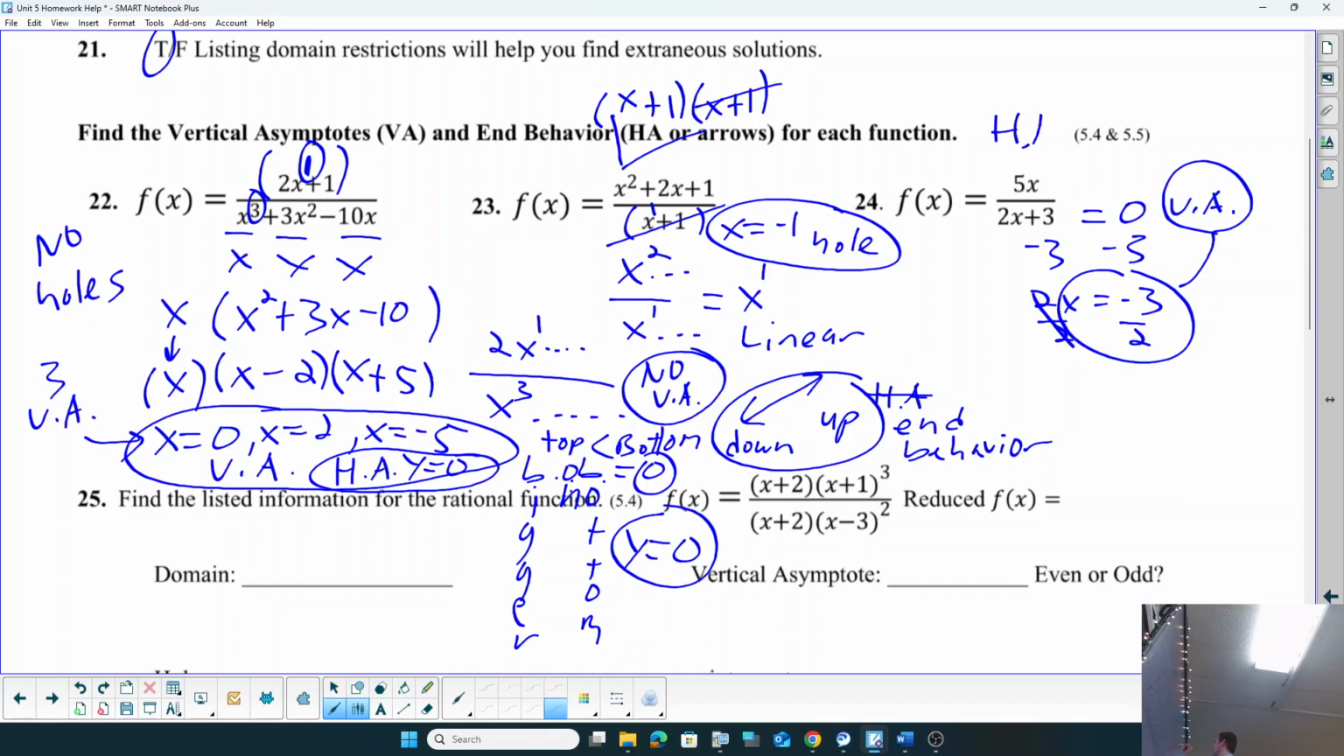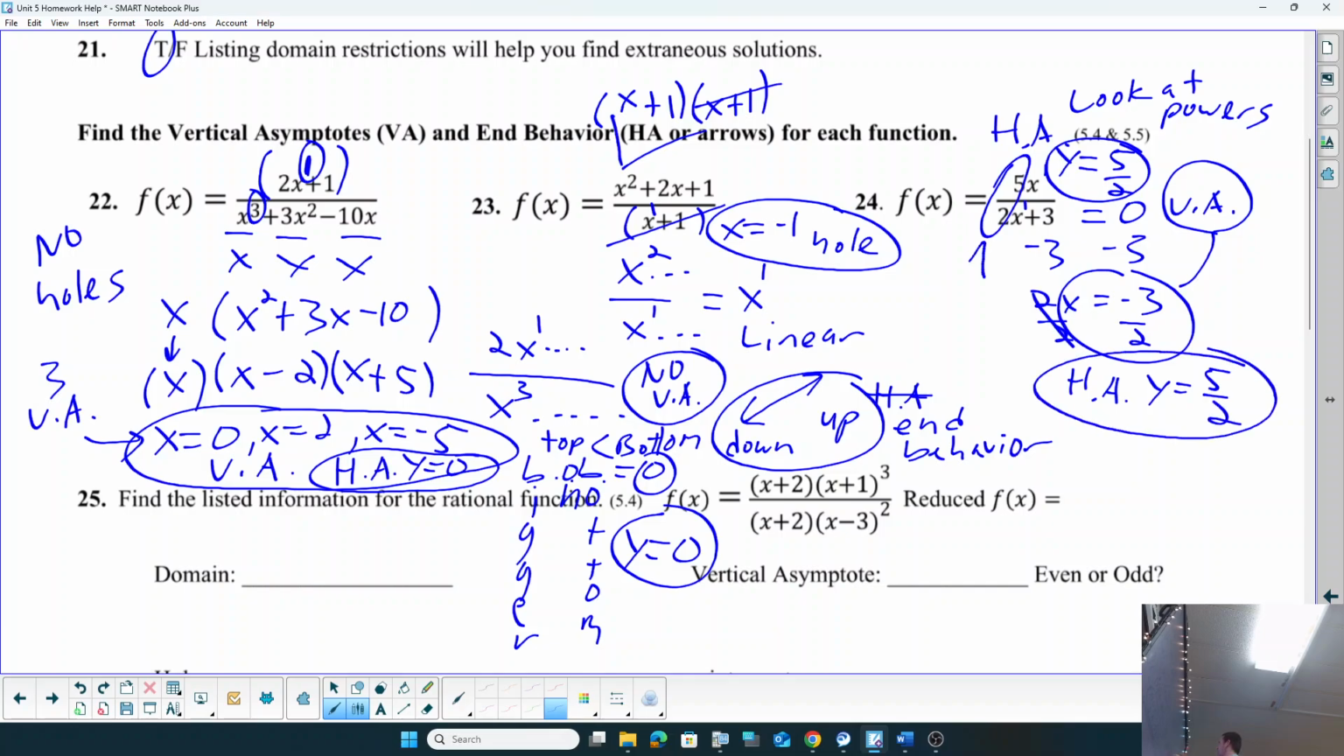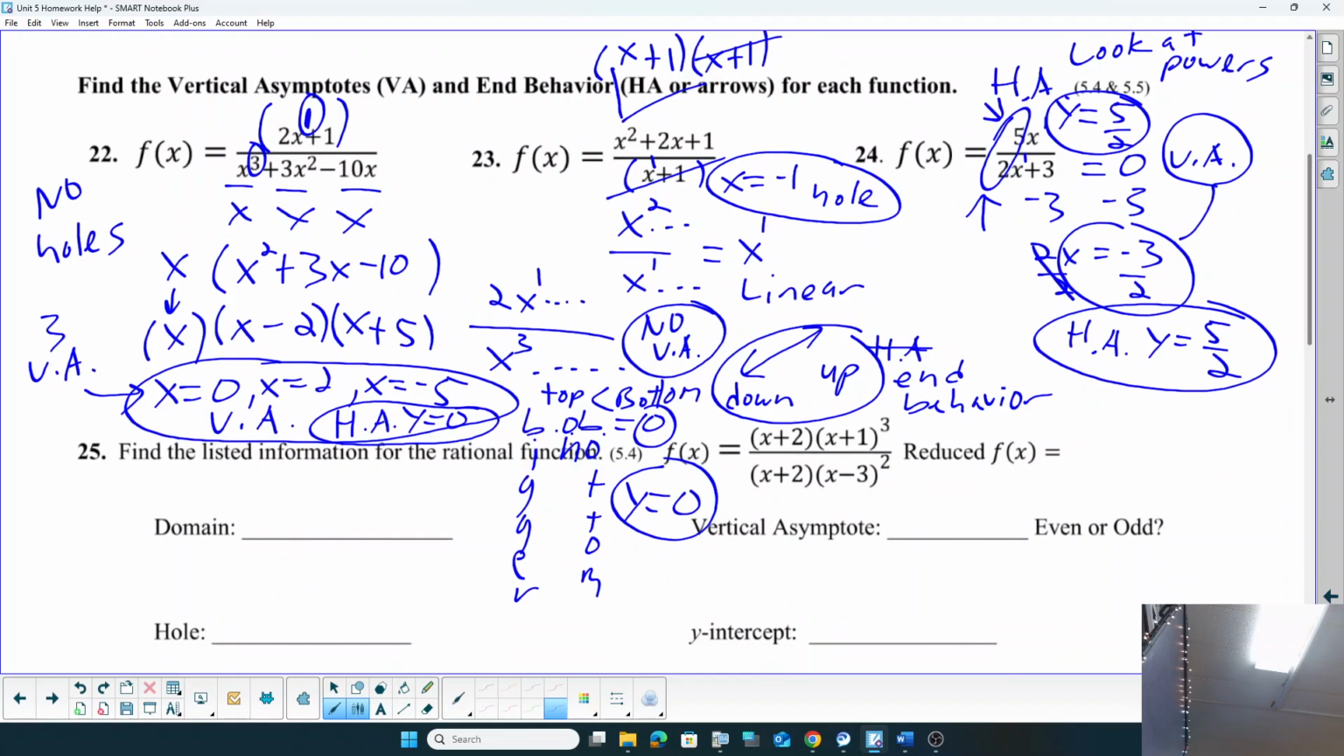And then to find the horizontal, you look at the powers. The powers are the same, invisible 1 and invisible 1. And since the powers are the same, you just use the numbers in front. So we're going to use 5 halves. So our horizontal asymptote is y equals 5 halves, or 2.5. It comes from the numbers. Nice. Okay, so we're almost done.